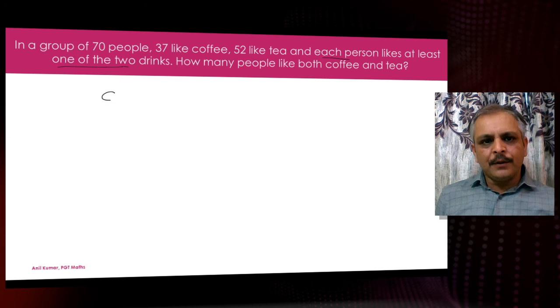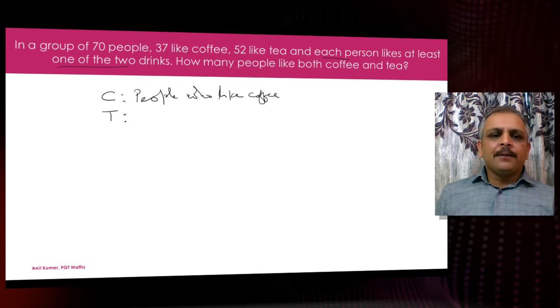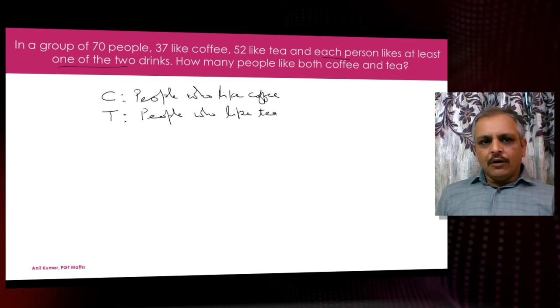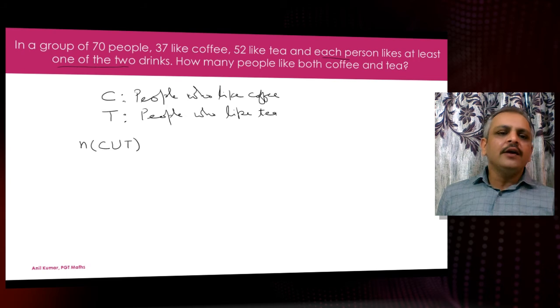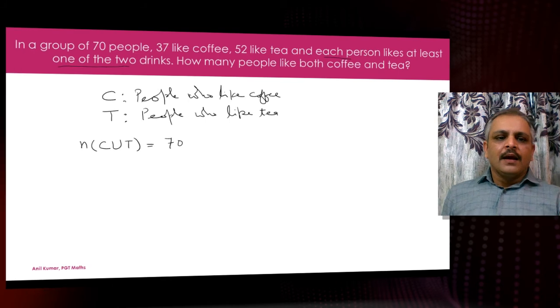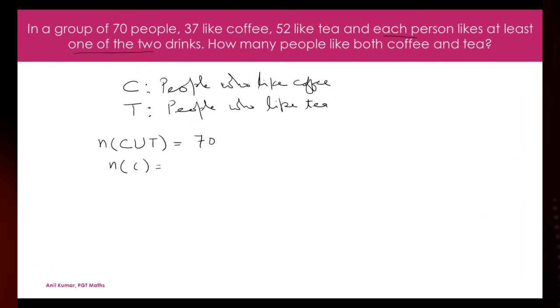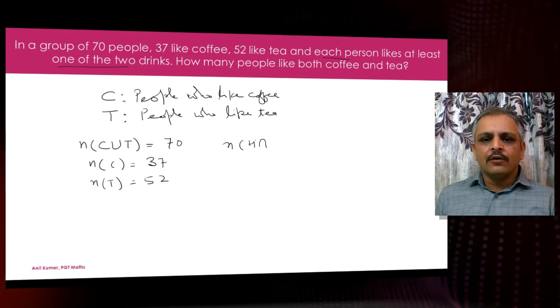So let the people who like coffee be represented with the set C. And let me represent the people who like tea with the capital T. Now, number of elements in C union T, either coffee or tea or both. So that will be 70, at least one of them. Number of people who like coffee is given 37. Number of people who like tea is given 52. And we have to find out number of people who like both the coffee as well as tea. How many people are there?